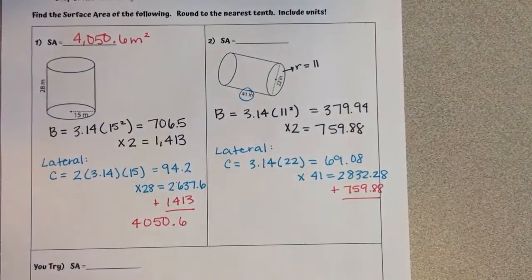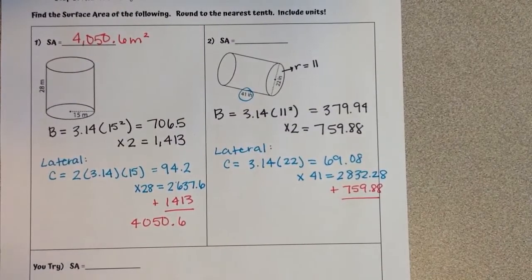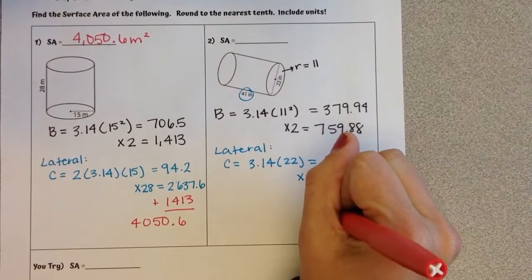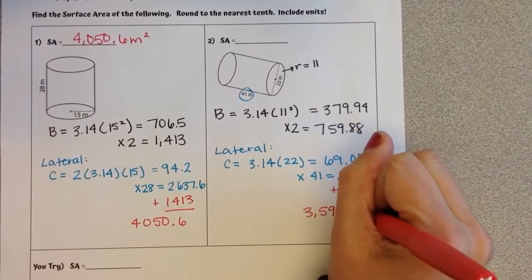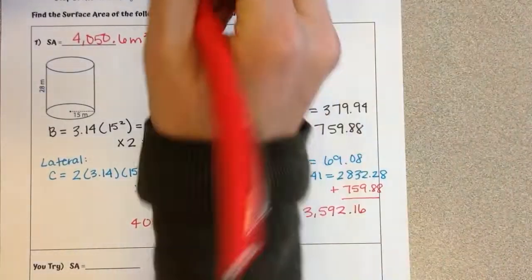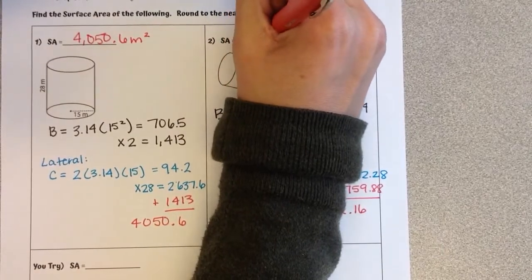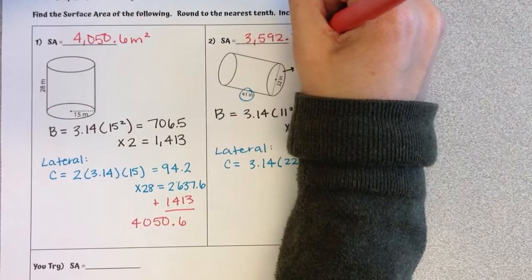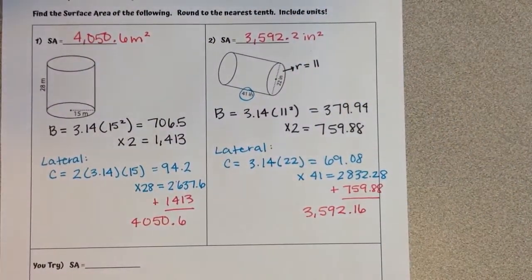Now I'm going to add that to my bases, and I get my total area of 3,592 and 16/100. I'm just going to round that to 3,592 and 2/10. And then I want you to try the next one on your own and get it checked by me.